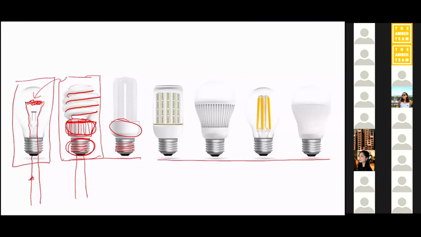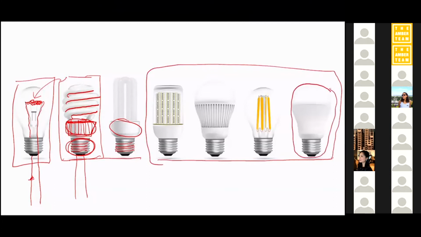These are different flavors of LEDs. Some of them look more like old-fashioned light bulbs, and by old-fashioned, these are called A light bulbs, A-shaped, which actually stands for arbitrary, which is weird, but that's this kind of shape that we see that looks like this.